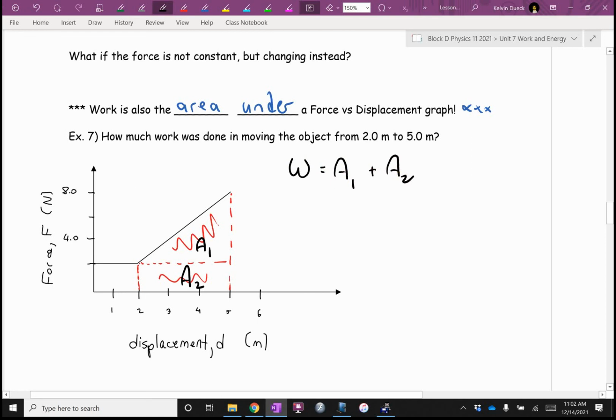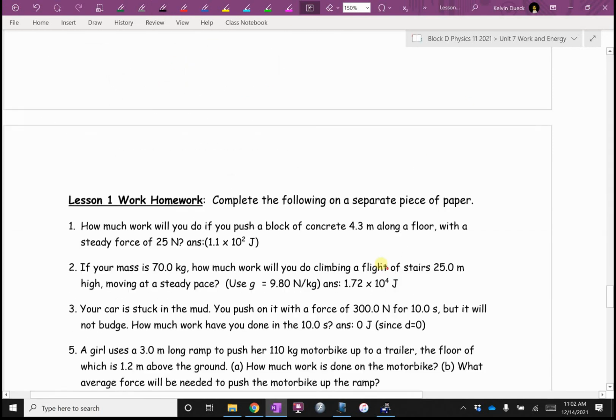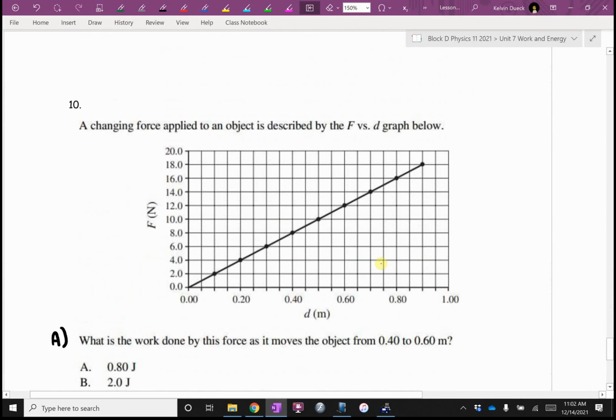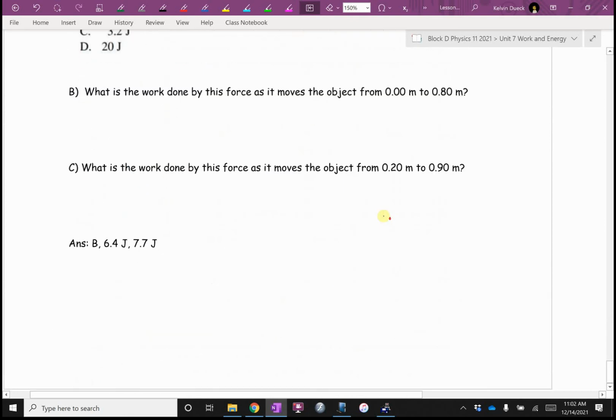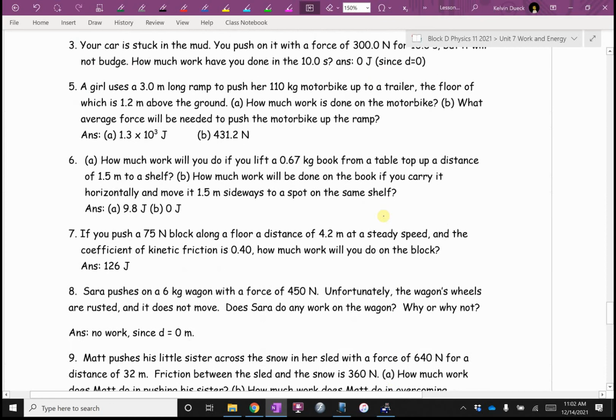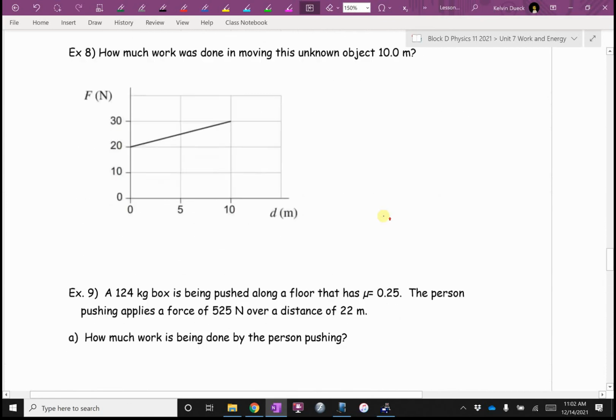How will I know to use this method? They're going to give me a graph. In other words, if I scroll through the homework here really quickly, oh, I bet you I'll find the area underneath this graph for work. But I don't think I used it on any of these questions.